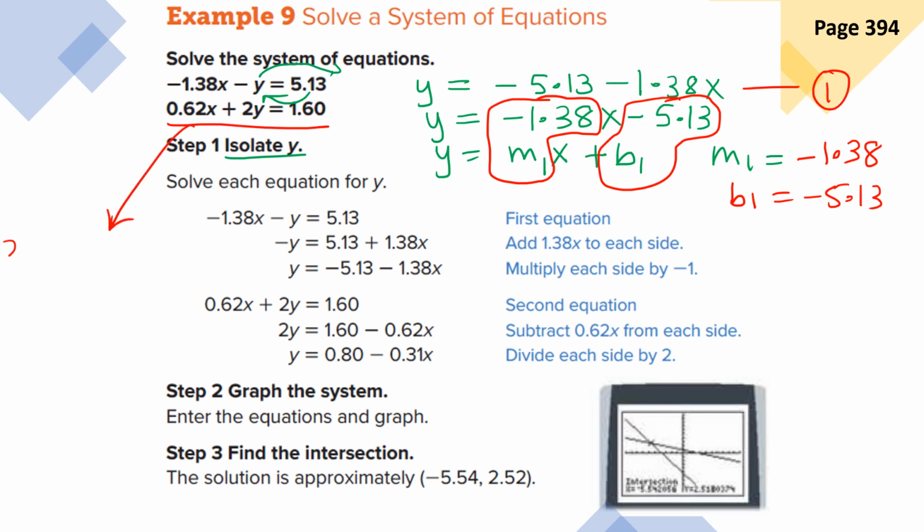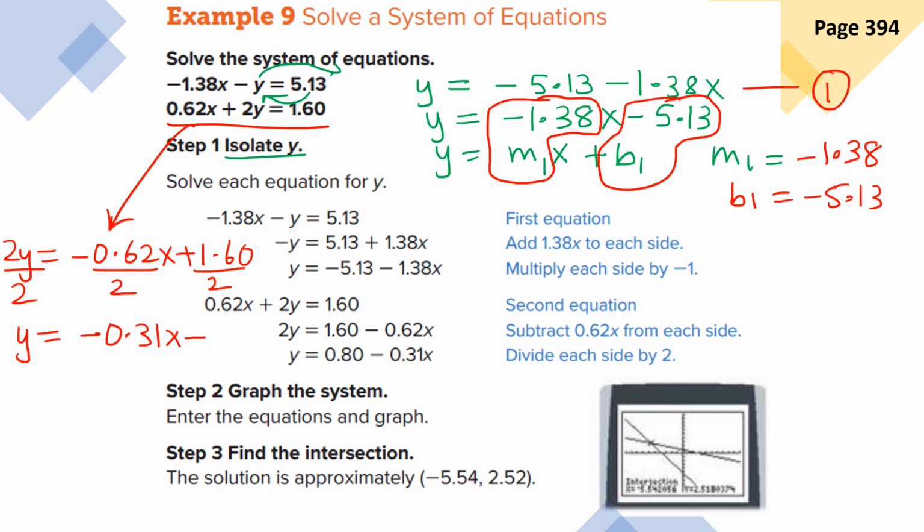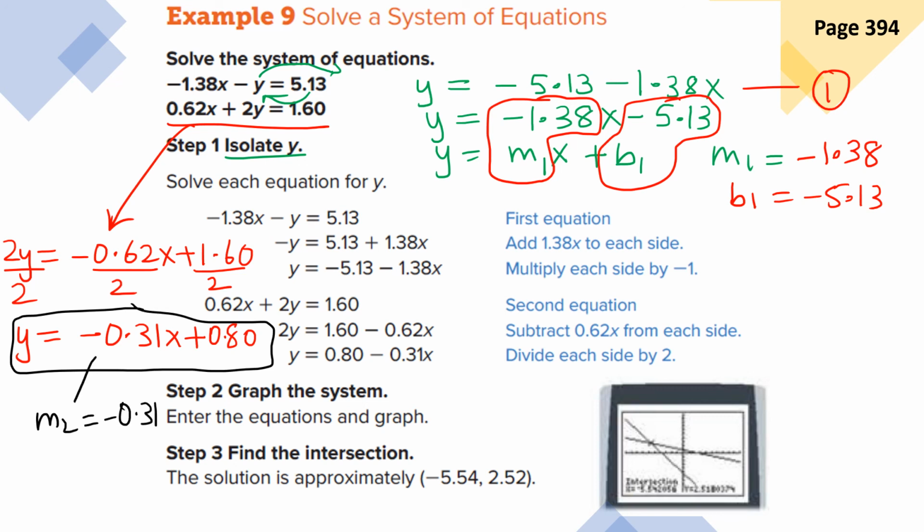Again, we isolate y. So 2y is equal to negative 0.36x plus 1.60. Now you divide by 2 both sides, and your y comes out to be negative 0.31x plus 0.80. Now this is in slope-intercept form. So the slope m2 is negative 0.31, which is rise over run. So you raise it to 1, and your b2 is 0.80.